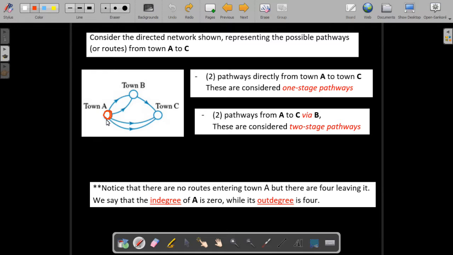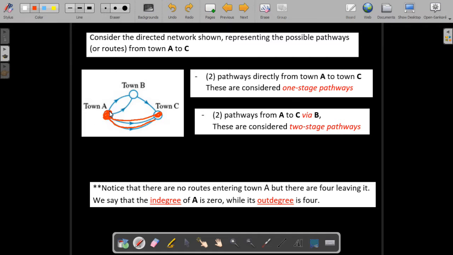So starting with town A over here, we've got two lines or two pathways that go directly from town A to town C. So two pathways directly from town A to town C are considered what's called one-stage pathways. We can go directly from one to the other.